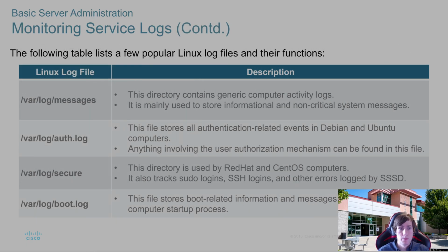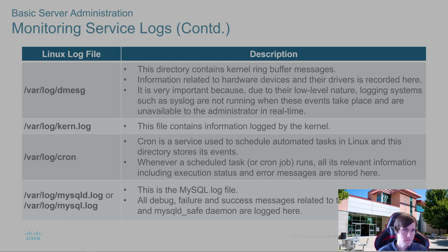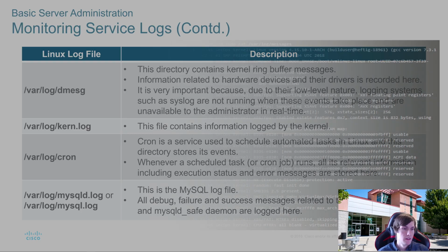So the following table lists a few popular Linux log files and their functions. I'm not going to jump into all of these, but here are some of the big logs that we want to grab when we're building our SIEM, or the first thing we look at when we're like, hey, who broke into our system. So check the boot, check who's been authenticated, the messages that have gone back and forth for generic computer activity, right? And here's some more. So the kernel log, to see if something blew up in the kernel, or if something has access to the kernel, which could be really bad.